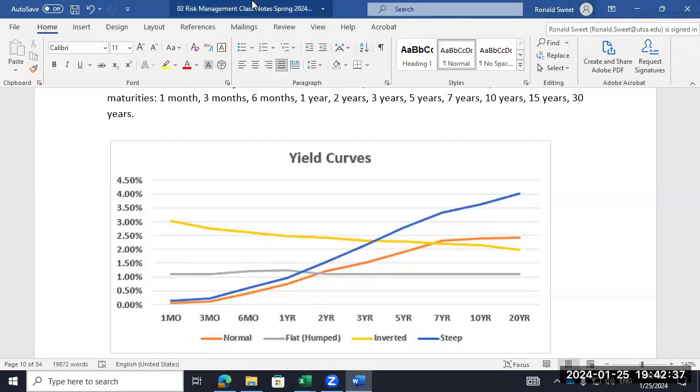Now, if it's inverted, how does it go back to normal? There's two ways it can go back to normal. Yeah, bull, and we talked about that last semester in bull or bear. So a bull correction is the short end falls. A bear correction is the long end rises up and bond prices fall. So which way does it happen?